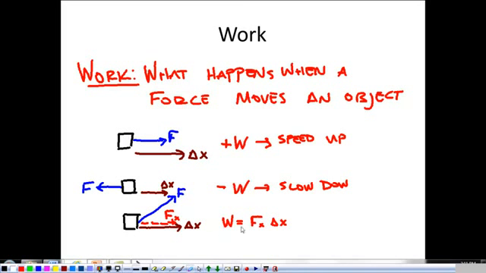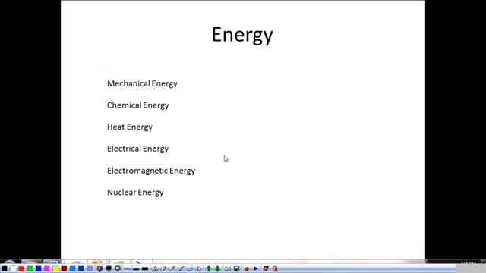I do not care about the work done by the force in the y direction. That does not contribute to the movement. That does not contribute to this thing moving at all. It doesn't hurt me like negative work, and it doesn't speed me up. It doesn't help me like positive work. Now, that's just some things I wanted to get into with work before we start talking about energy.